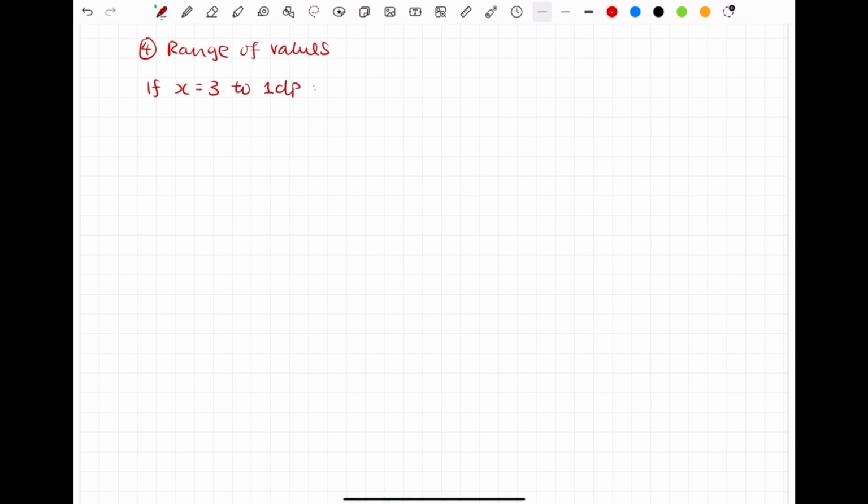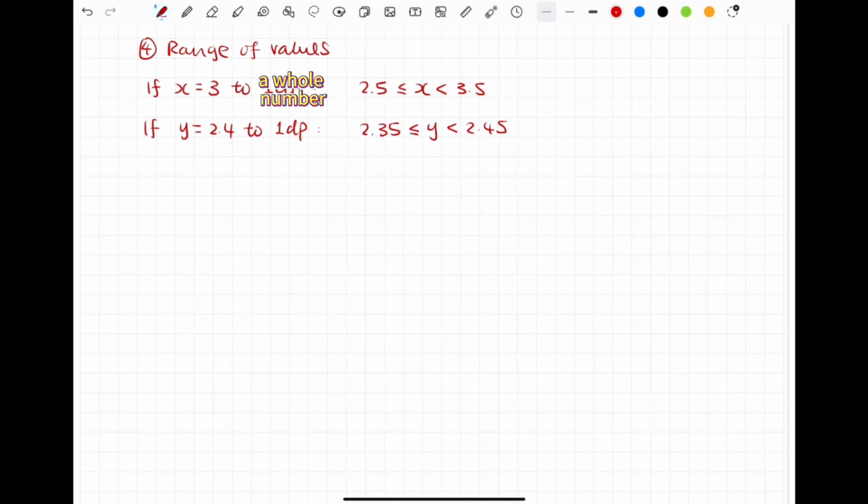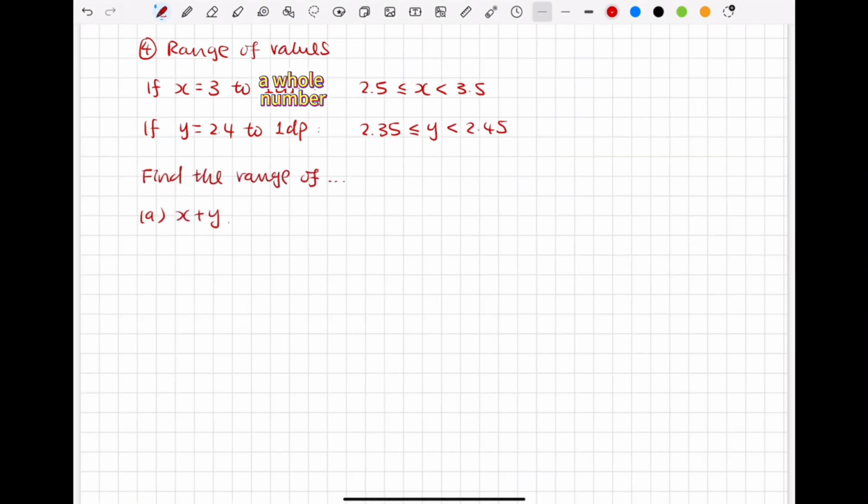If x is rounded to one decimal place, that means x can take any value between 2.5, including 2.5, and 3.5, however, not including 3.5. It's because if the number being 3.5, then it will round to 4 if it is rounded to one decimal place. If y is 2.4 to one decimal place, then y can take any value between 2.35, including 2.35, and 2.45.